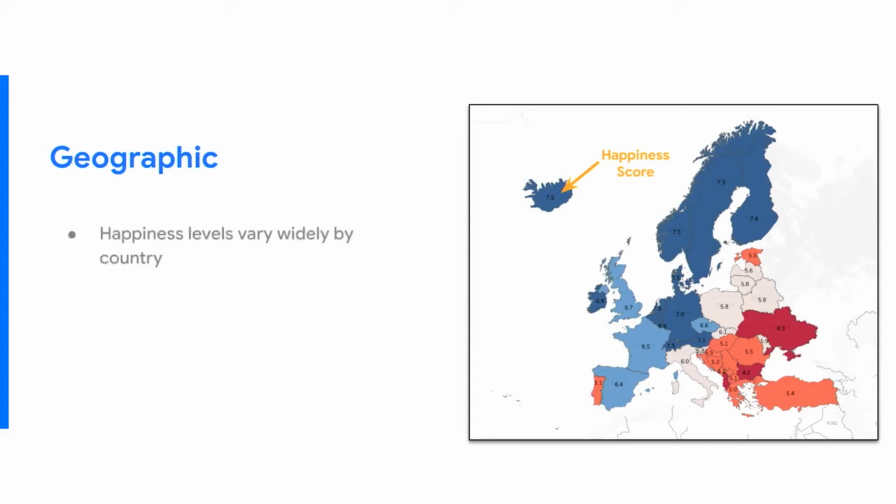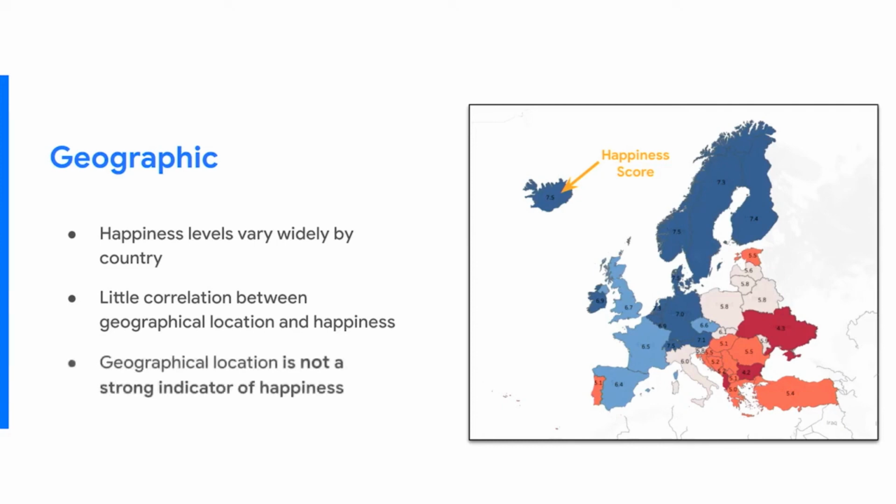So we have our first bullet point: happiness levels vary widely by country. So with this, as it appears, my speaker notes can be something along the lines of, however, as high and low scores are spread sporadically throughout the map, there is little correlation that we find between geographical location and happiness. Finally, we concluded that the geographical location alone was not a strong indicator of happiness.